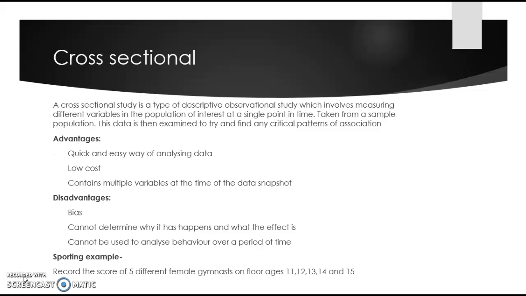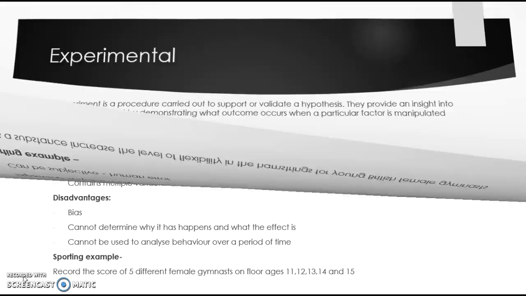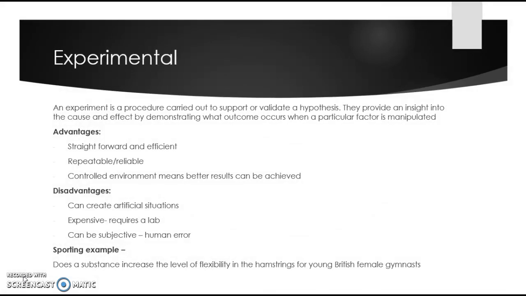The advantages are it is a quick and easy way of analysing data, it is very low in cost, and it contains multiple variables at the time of the data snapshot. Disadvantages are it can be biased, it cannot determine why it happens and what the effect is, and it cannot be used to analyse behaviour over a period of time. A sporting example is to record the score of five different female gymnasts on the floor, ages 11, 12, 13, 14 and 15. The final study we are going to be looking at is experimental.